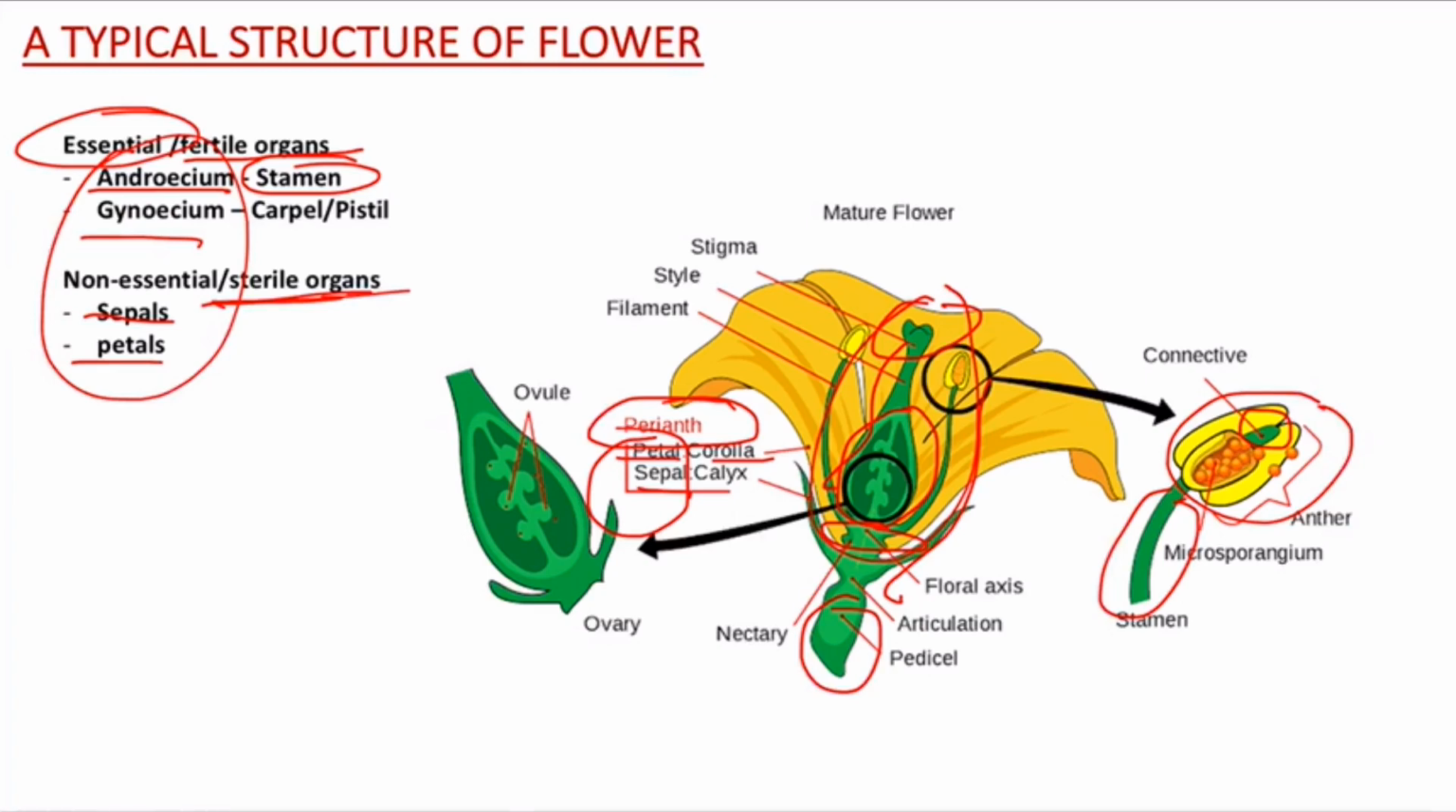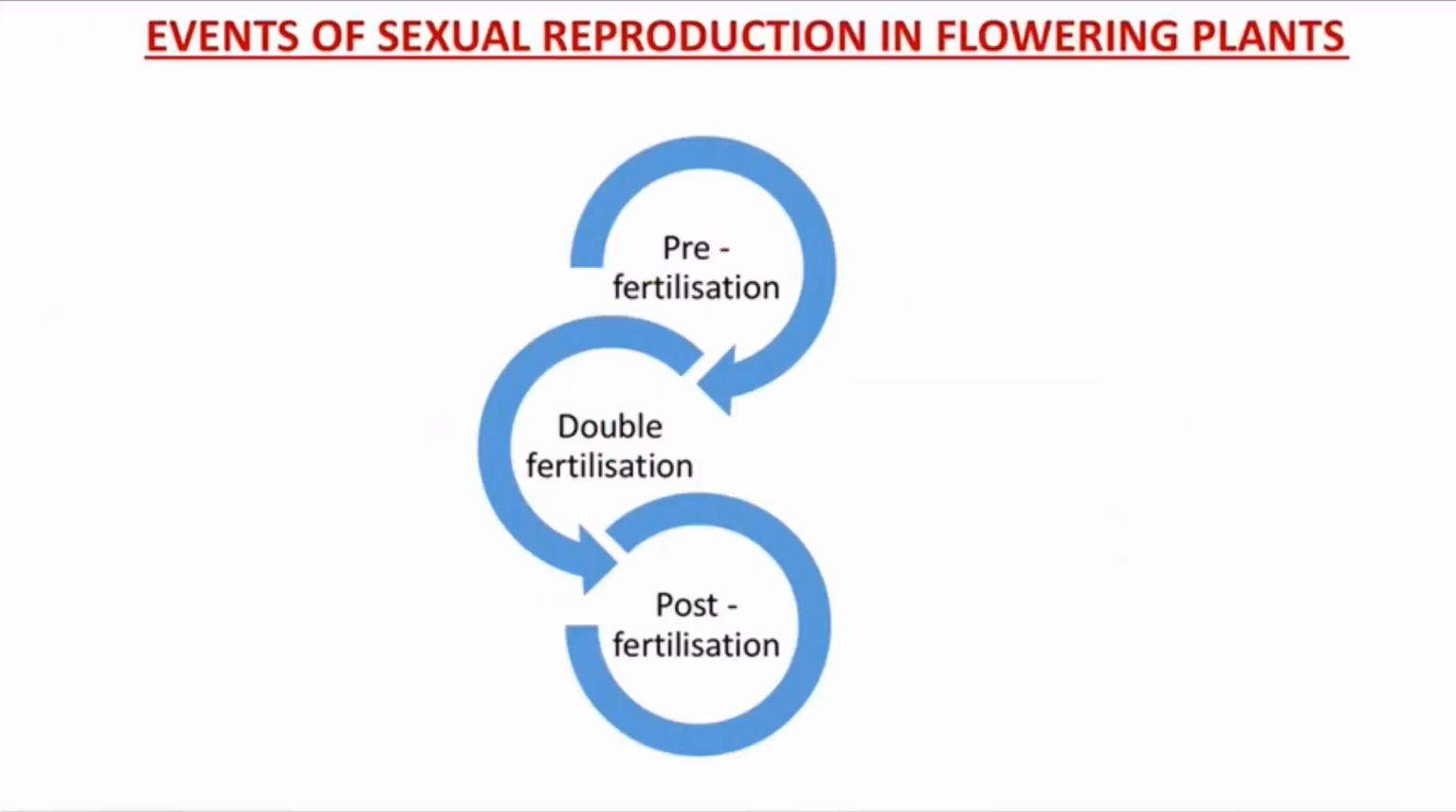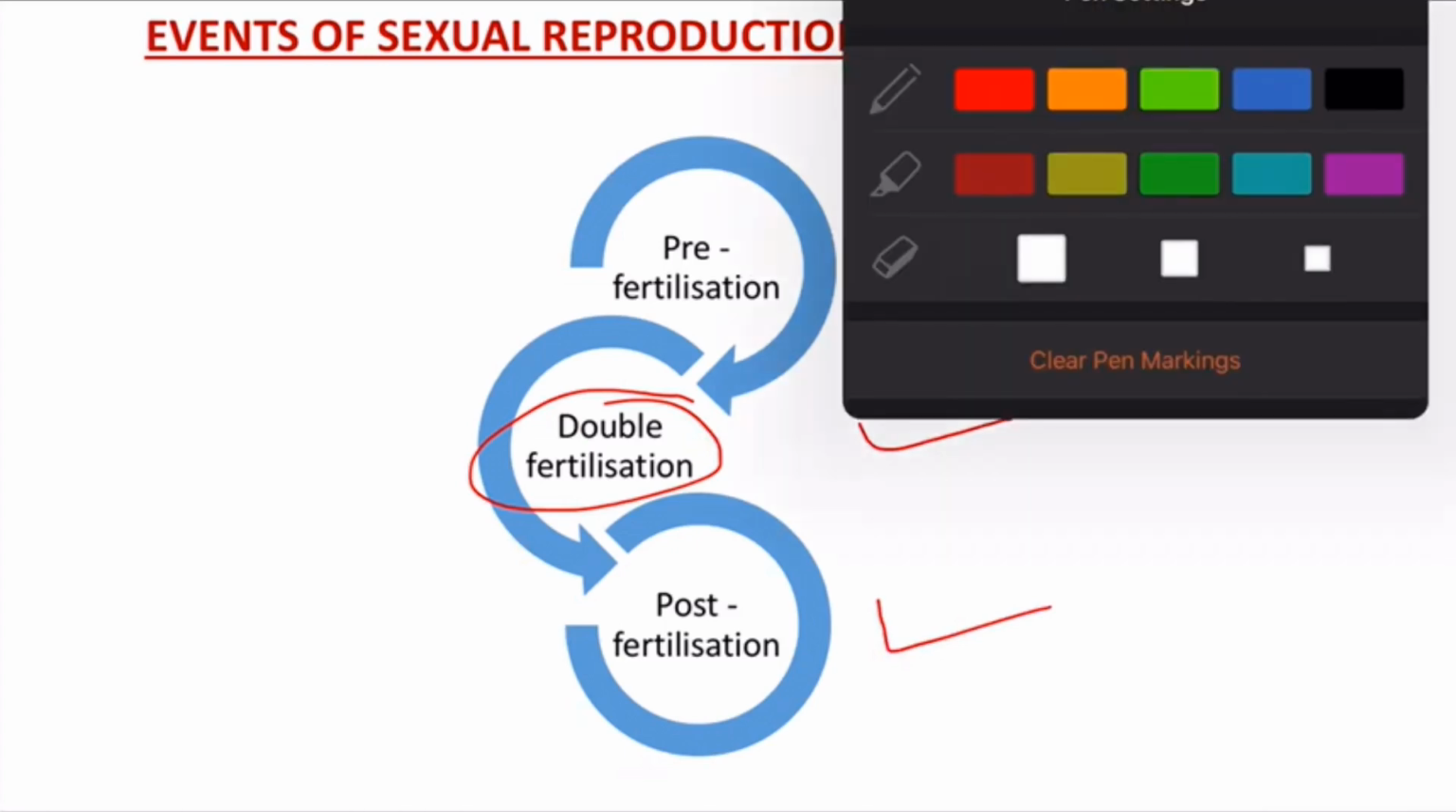Fine. Now let us begin with the events that take place during sexual reproduction in flowering plants. We already studied that there are three events, right? The first is the pre-fertilization event, then the fertilization event, and a post-fertilization event. Here I have written double fertilization. Don't get confused. This is a fertilization event itself, but in flowering plants, fertilization takes place two times. So we say it is what? Double fertilization. We will see later on how it takes place. Fine. Let us first begin with the pre-fertilization event.